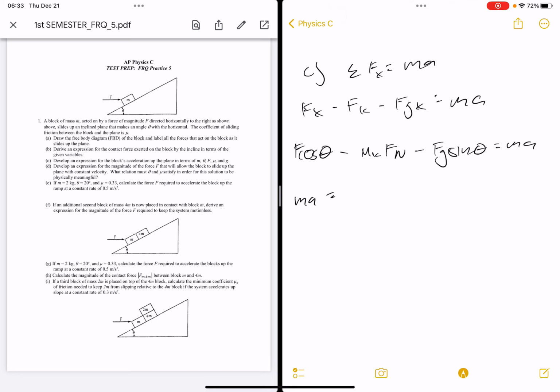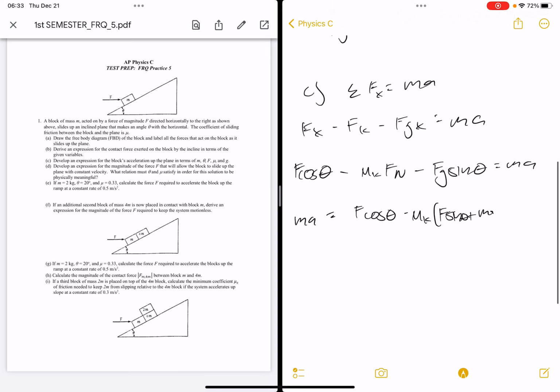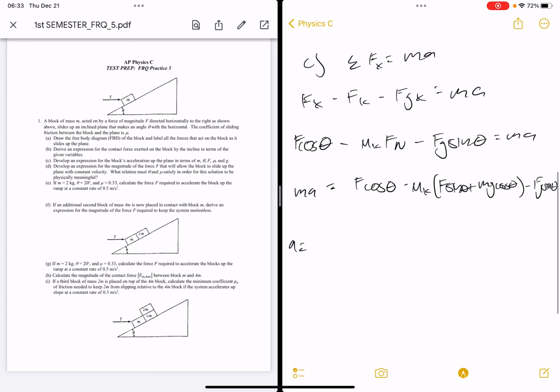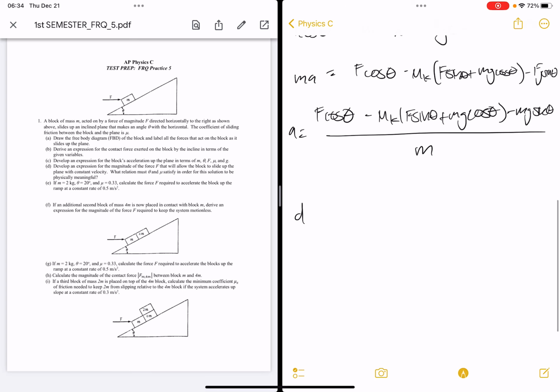I'm going to switch the sides. Expand to F cosine theta, minus mu k times what we found Fn to be, F sine theta plus Mg cosine theta, and then minus Fg sine theta. Then final step, expand one last time and divide by M. So mu k times F sine theta plus Mg cosine theta, and this is minus Mg sine theta, and then this is all over M. Okay, now to D.